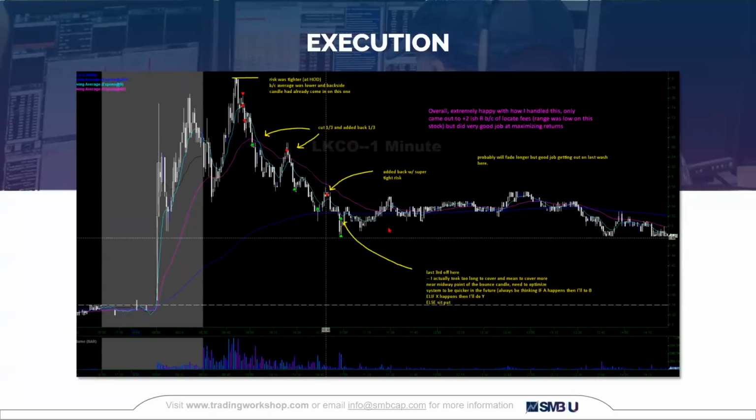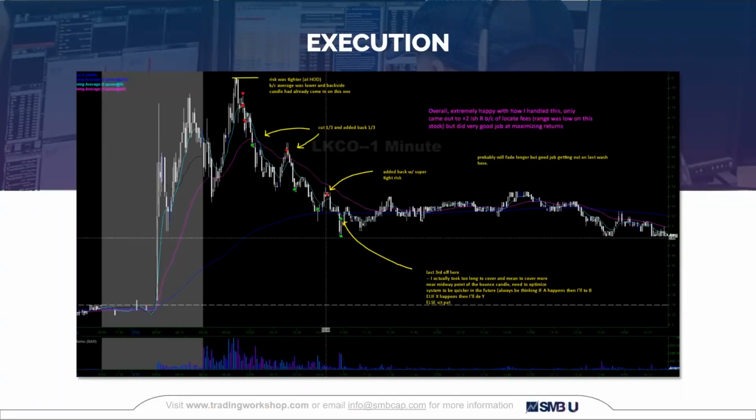I just thought I needed a better system with regards to the end of the play regarding targets. So again, I just told a note to myself: if A happens, then I'll do B. If X happens, then I'll do Y, else sit pat. So I should have sat pat a little bit and maybe let it go to here or just covered earlier. That's just something I should go over, there's going to be variability in that.